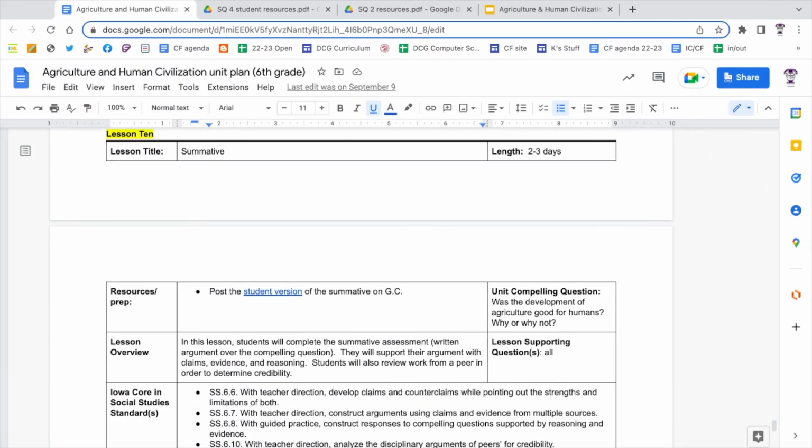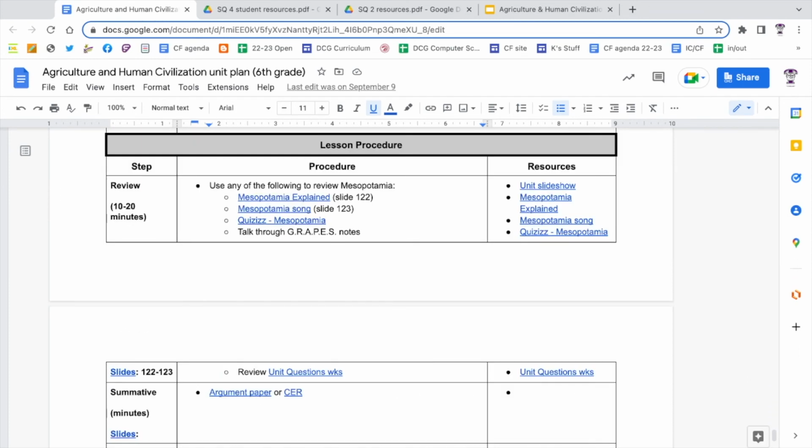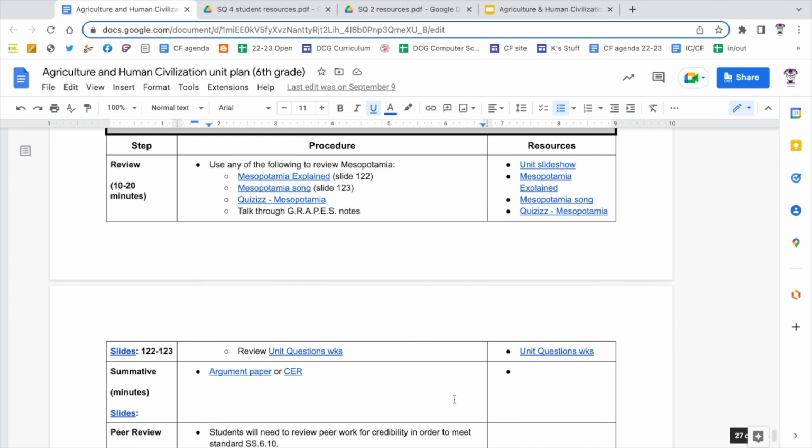Lesson 10 is our summative, and in this one we have a written argument over the compelling question of whether or not the development of agriculture was good for humans. I would recommend taking some time to review the concept and review the materials learned before moving into either an argument paper or a claims, evidence, reasoning structure.